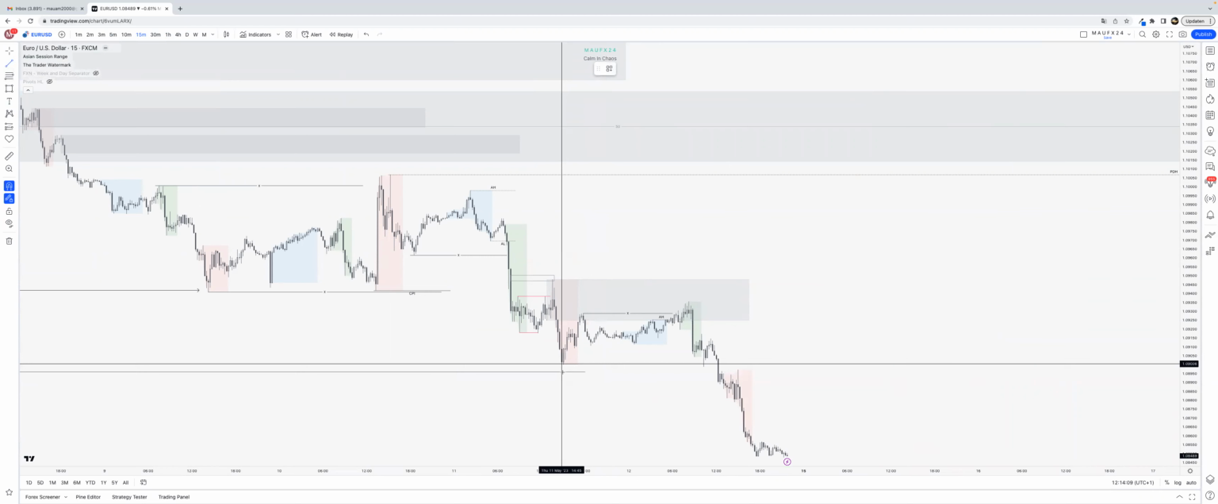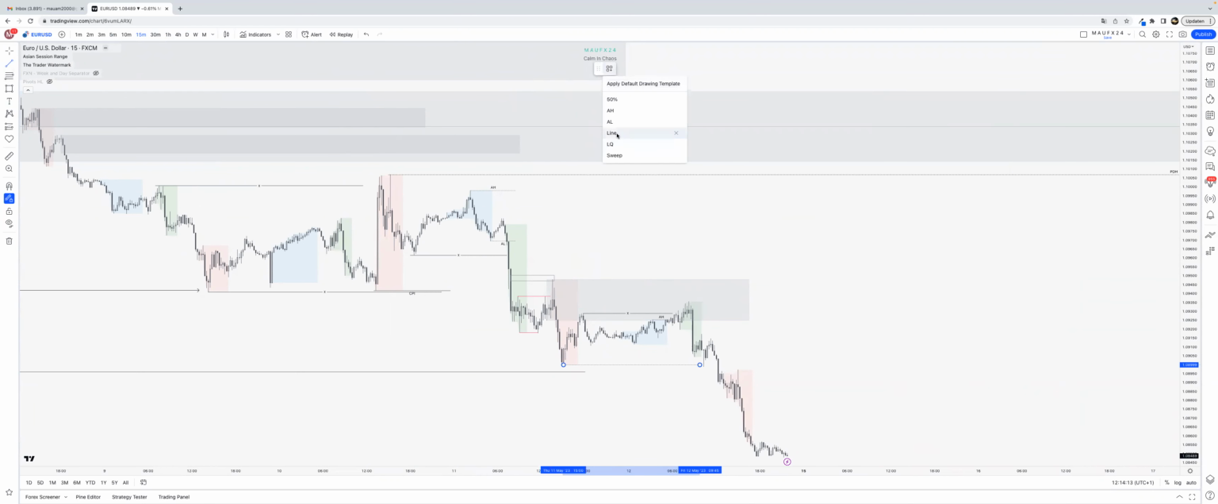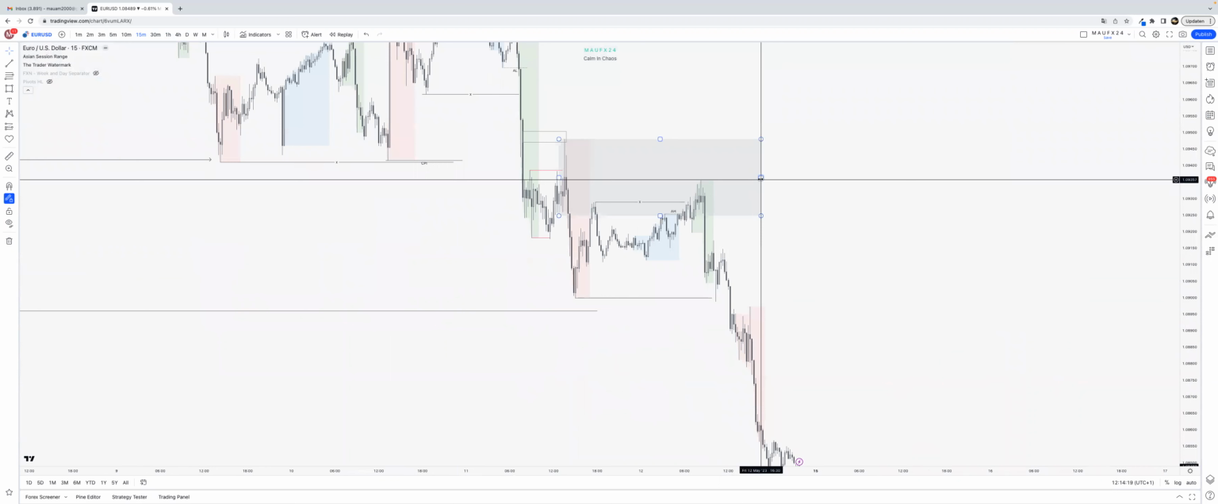I didn't take this trade, by the way. I was not at the charts. I'm just thinking out loud. So liquidity taken. We have this 50-minute supply zone over here.